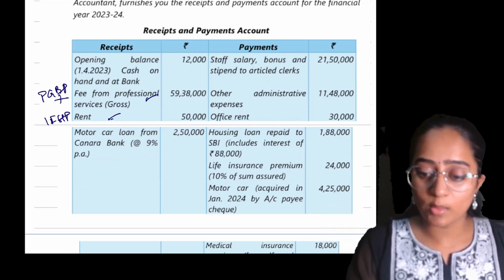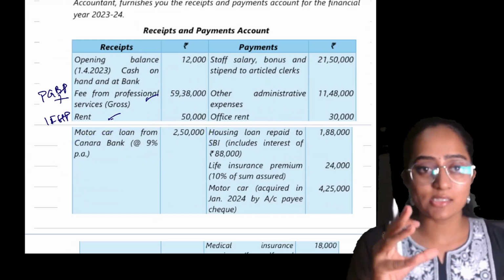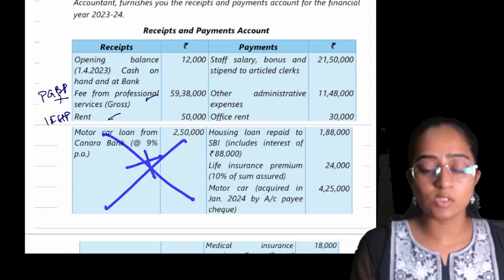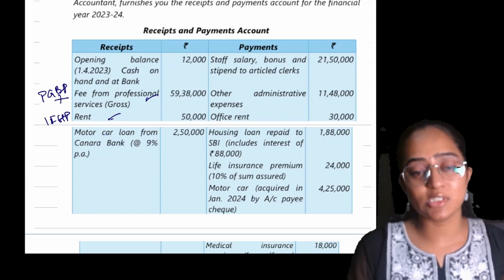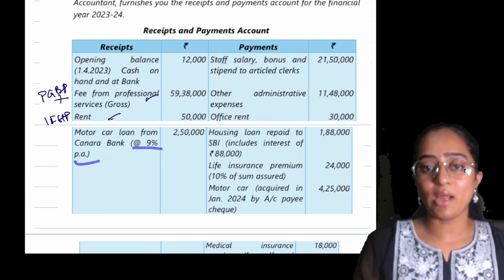Now, motor car loan from the Canara Bank at 9% per annum. This car loan they have given, you have received the money, and it has come into your bank account as a receipt. Is this part of your PGBP? No, this is not going to be a part of your PGBP because it is not your income. So for the motor car loan, let's look into the expenses part later.